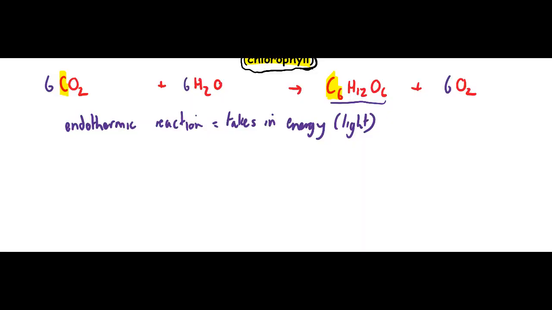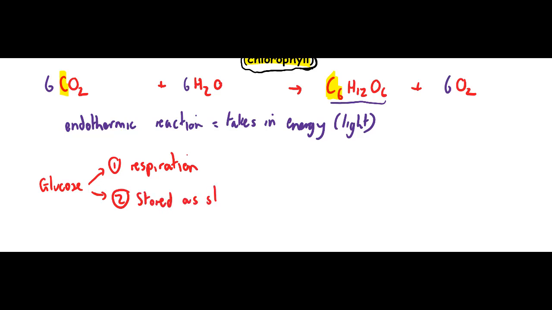Now, we said that the main product of photosynthesis is glucose, but what does it actually get used for? So there's three main things that it can get used for. It can get used in respiration. It can be stored as starch, and it can be used to make other substances.